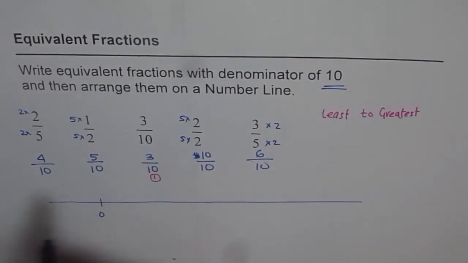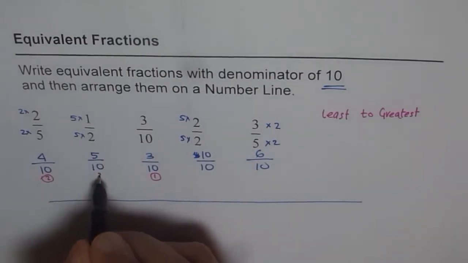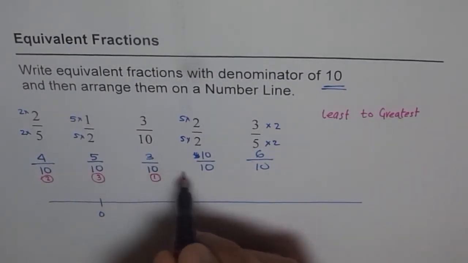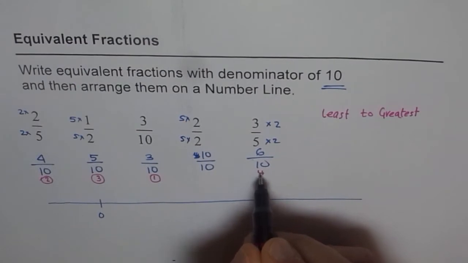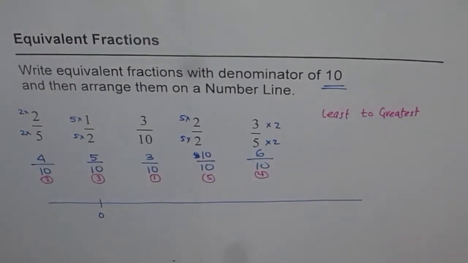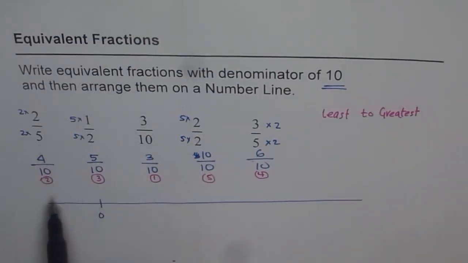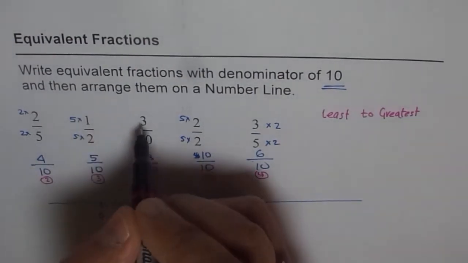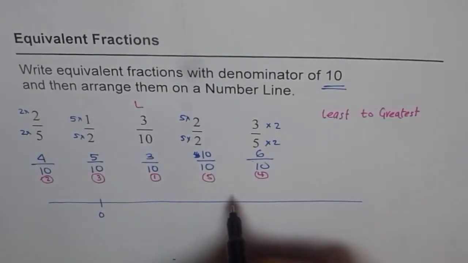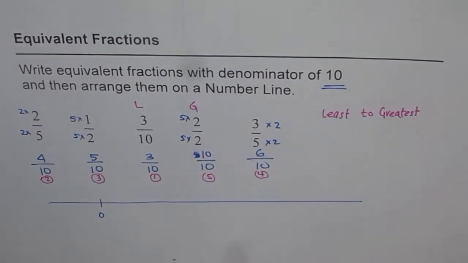Then greater than 3 is 4. That should be my second number. And then 5 should be my third number, and then 6 should be my fourth number. And that should be my fifth number. That's the greatest number, right? So that is how these numbers should appear. So that means least is 3 out of 10, and the greatest is 10 out of 10.